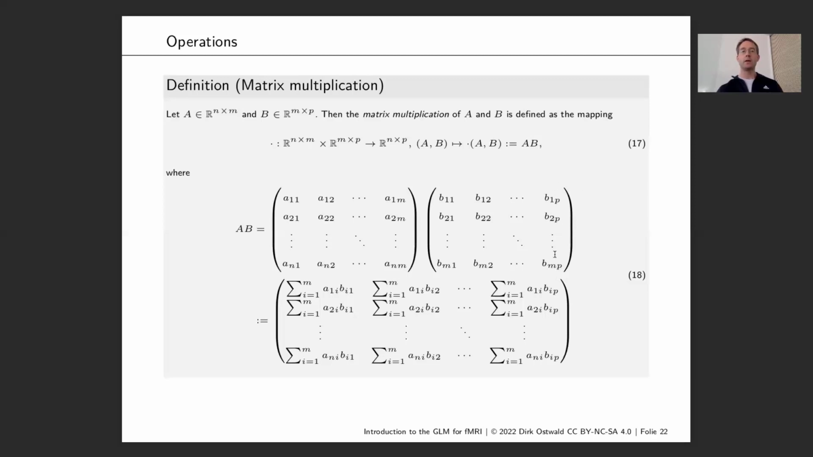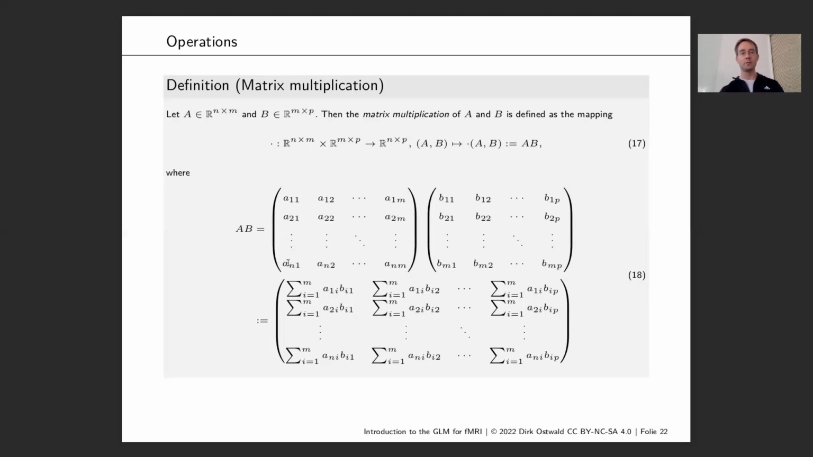Which also means, as you're staying with this row, you do that until you're at the end of the last column of B. That also means that, as I already said, you end up with as many columns as B has columns, so this P here. And then you have computed the entries in the first row. Then you go to the second row of A and do the same thing all over again. And there you get the elements of the second row of your output matrix. And then you do it for the third, and so on.